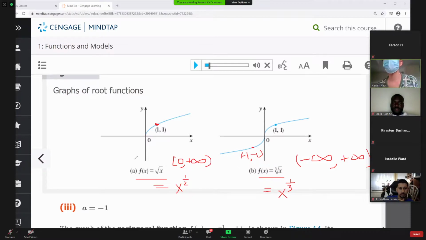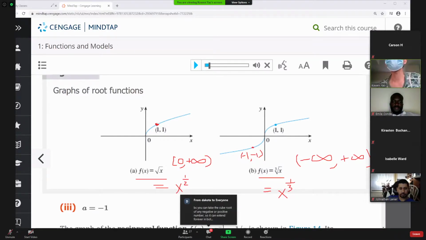This one is neither even nor odd, because this function exists only on the right side. So the square root function is neither even nor odd, but the cubic root function is an odd function. You have to remember what an even function is and what an odd function is. The square root function is neither even nor odd, but this function is an odd function. So we have finished this part.